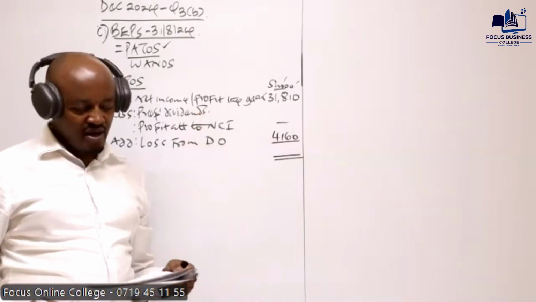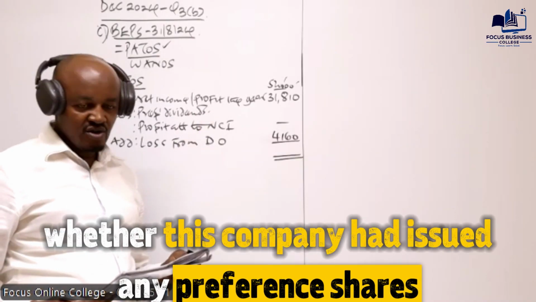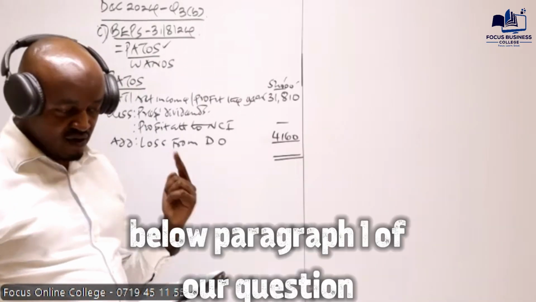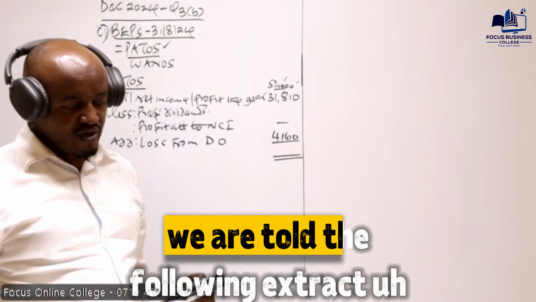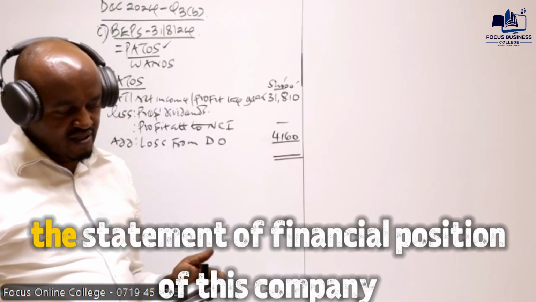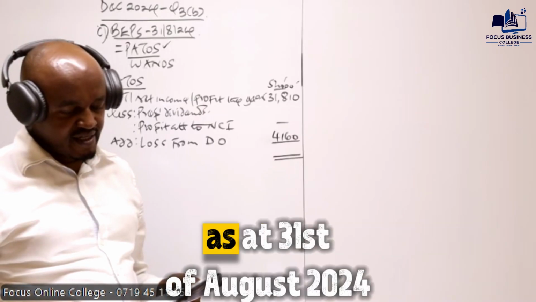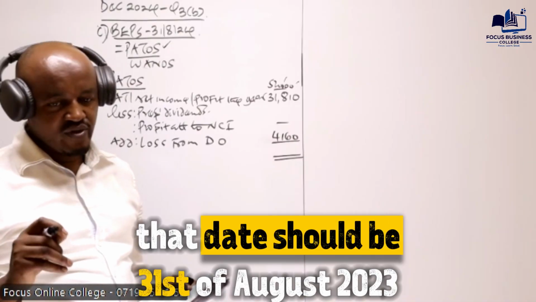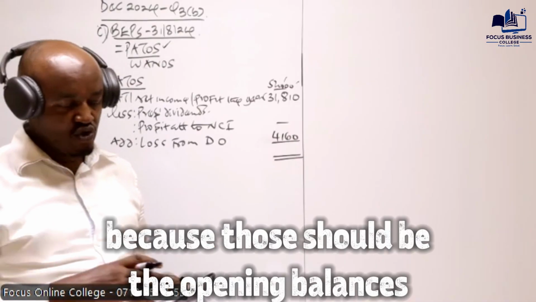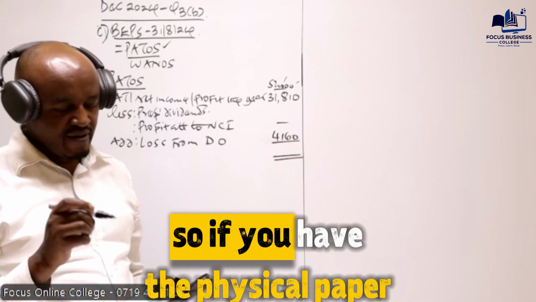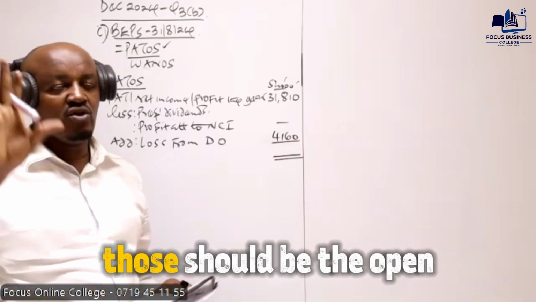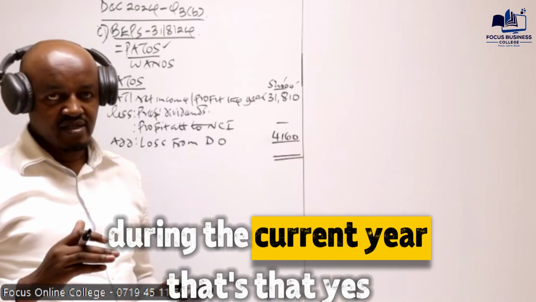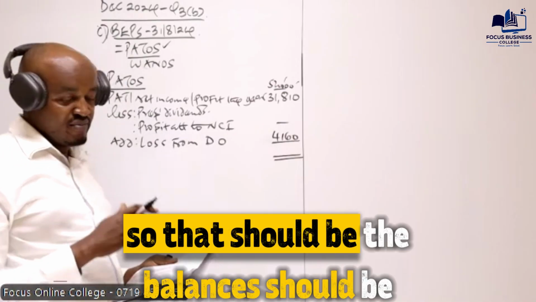Then we need to check whether this company had issued any preference shares. Where can we get that information? We can get that information below paragraph 1 of our question. We are told the following extract is for the statement of financial position of this company as at 31st of August 2024. And there was a problem with that date. That date should be 31st of August 2023, the end of the previous year, because those should be the opening balances. So if you have the physical paper, can you change that to 2023? Those should be the balances at the end of the previous year, which should be the opening balances during the current year. So that should be the balances at the start.